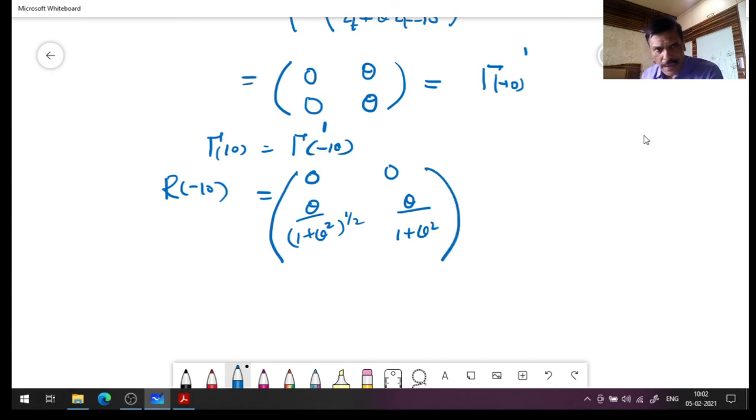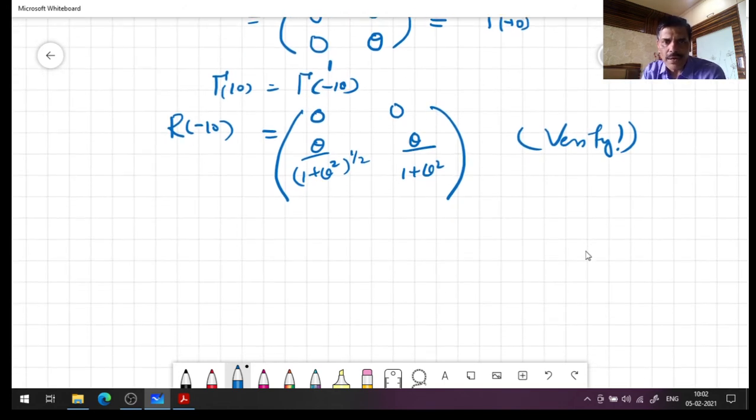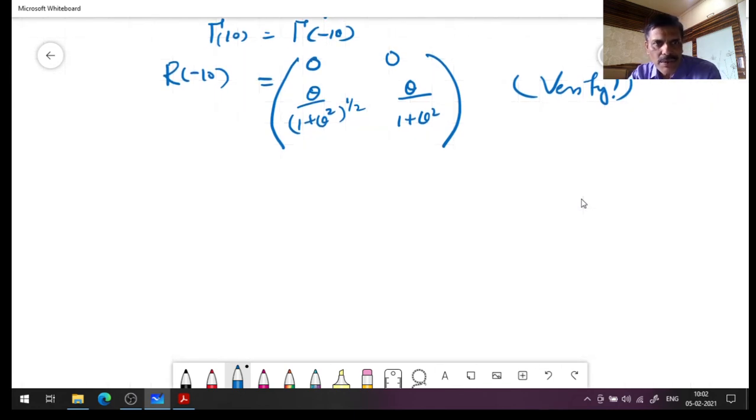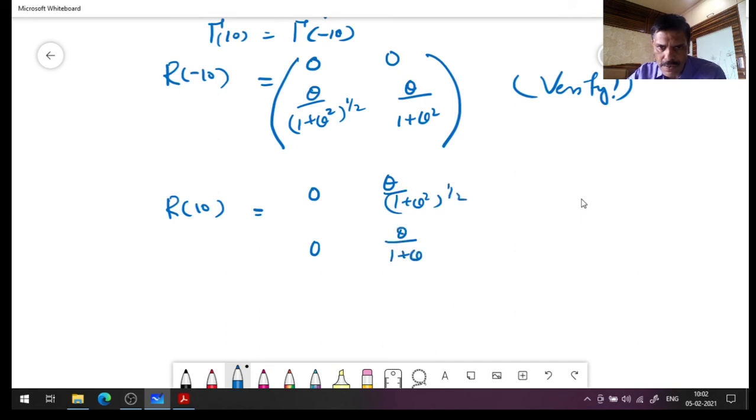And similarly, you can also get R10. So this I am going to ask you to verify. Okay. So how do you verify? I mean, we have seen the formula. You have to just use the formula, and I have given you the components. So gamma 0 I have shown you. Similarly, R10 is different, because this will give me 0, 0, theta upon 1 plus theta square, and theta upon 1 plus theta square.